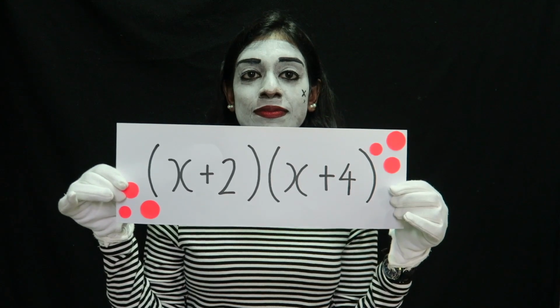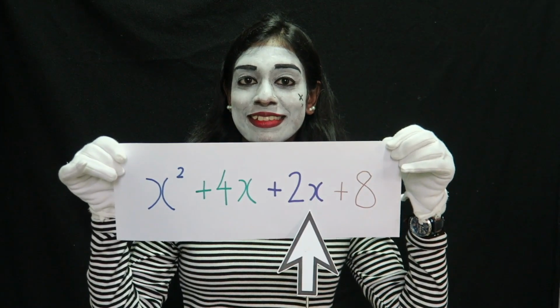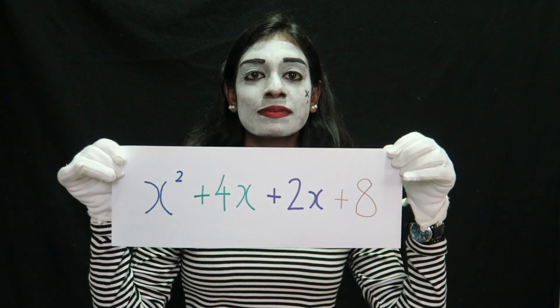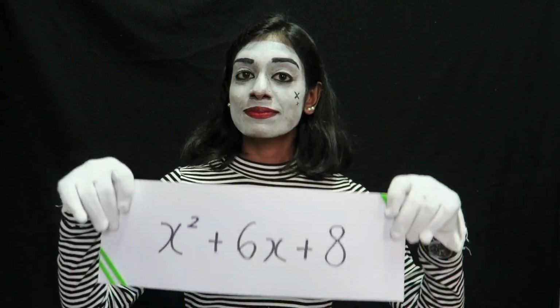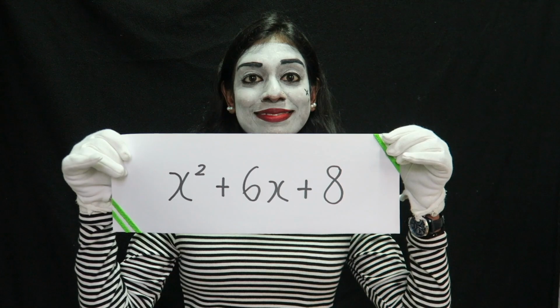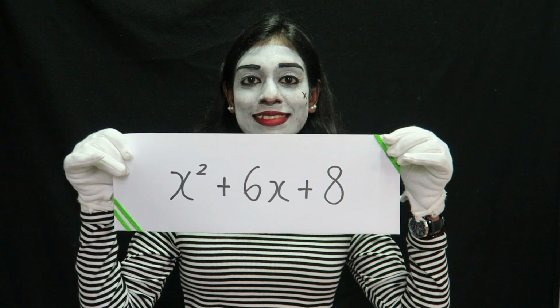From this expression, you can see there are two like terms, 4x and 2x. We can simplify it further by adding them up together. Finally, we can now rewrite this expression in a simplified manner as x squared plus 6x plus 8.